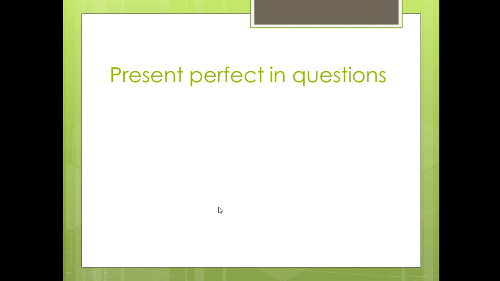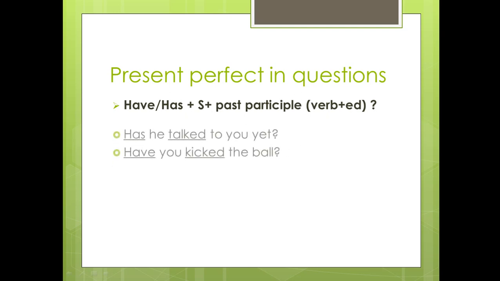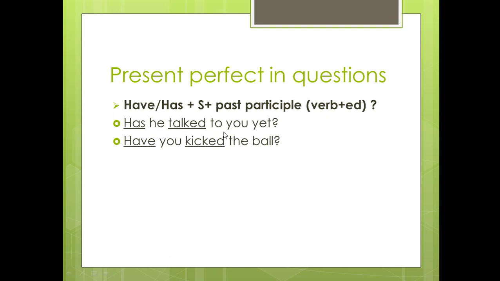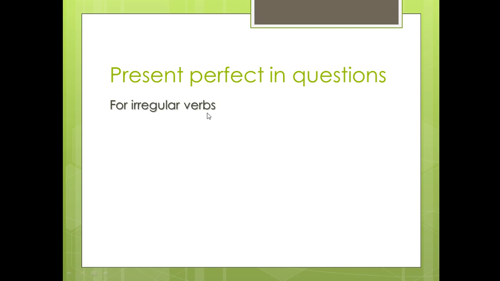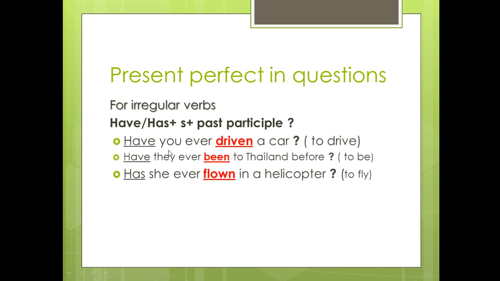Now move to present perfect in questions. The form is: we need the auxiliary verb have or has plus subject plus past participle, verb plus ed, and a question mark. Examples: Has he talked to you yet? Have you kicked the ball? For irregular verbs: have or has plus subject plus past participle plus question mark. The examples: Have you ever driven a car? Have they ever been to Thailand before? Has she ever flown in a helicopter?